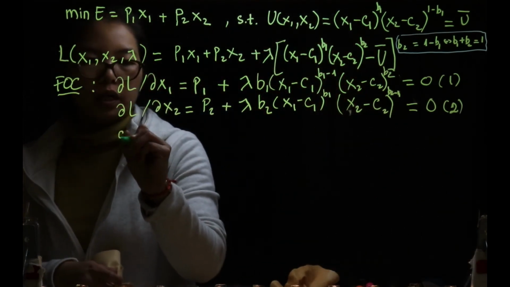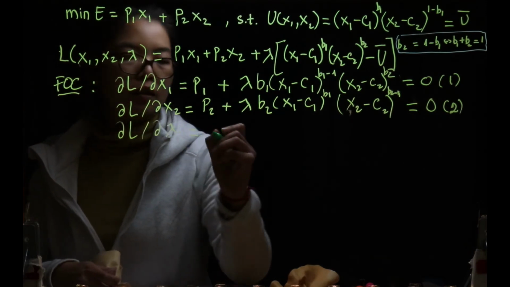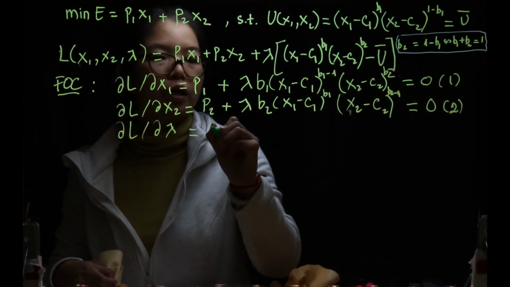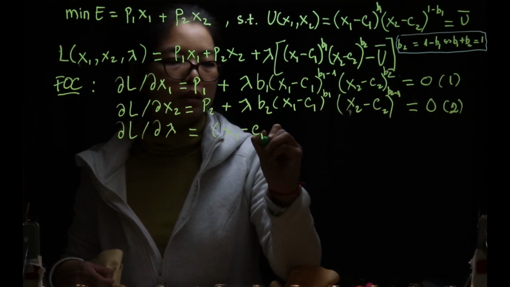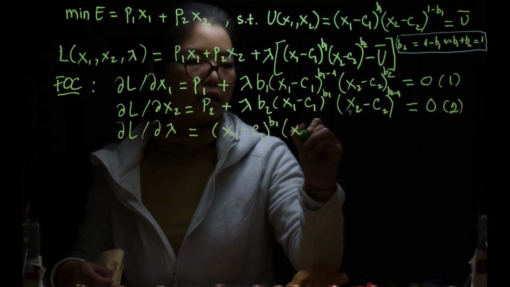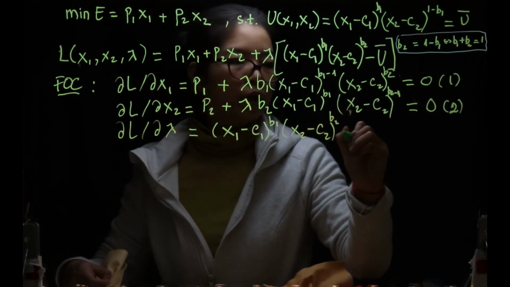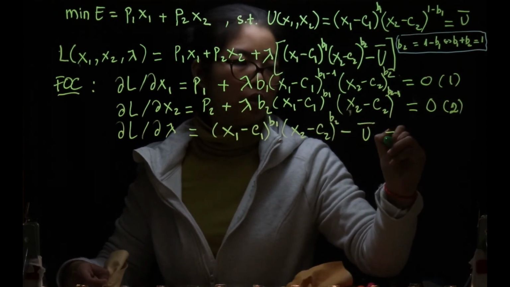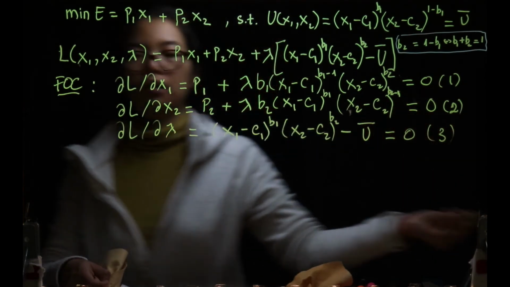And the last one is with respect to lambda, the whole constraint again. So nothing really new over here. So you have x1 minus c1 to the power of b1 times x2 minus c2 to the power of b2 minus the u bar, the constant utility level, is now 0. This is the third.